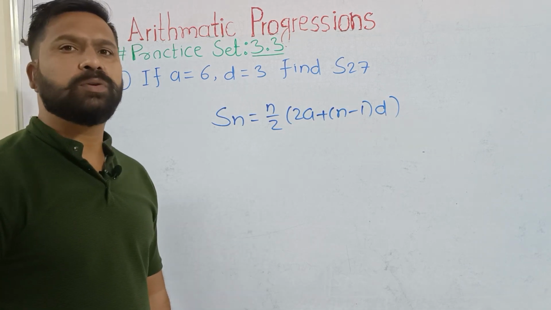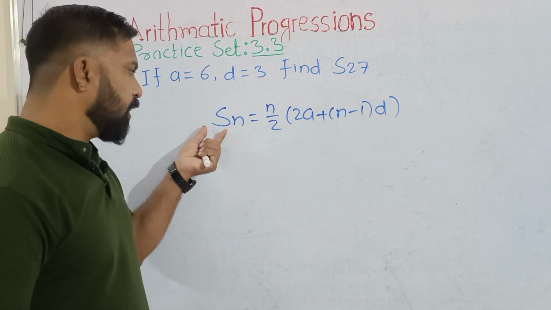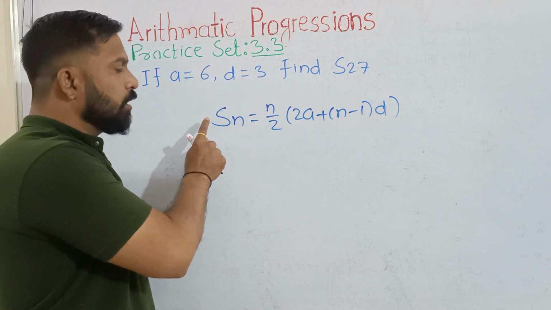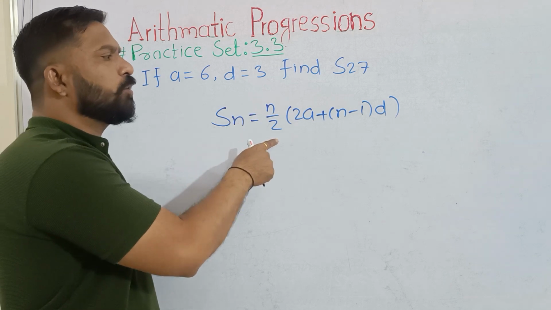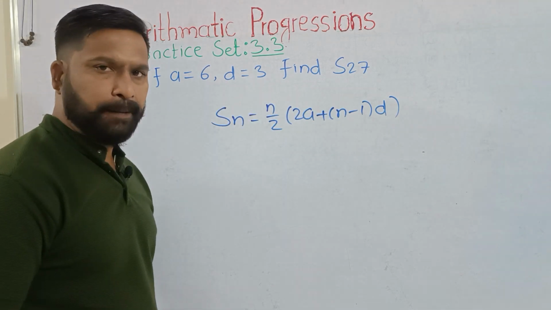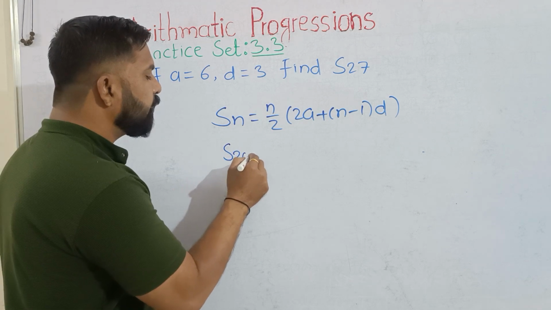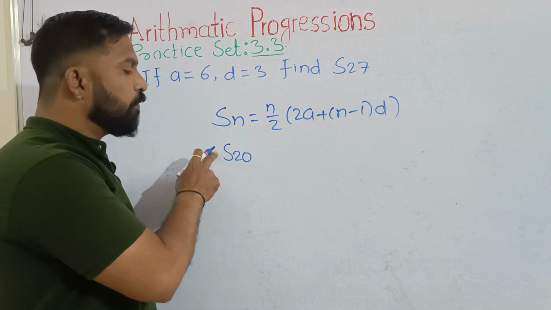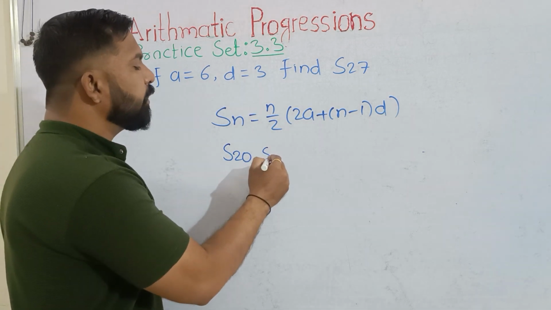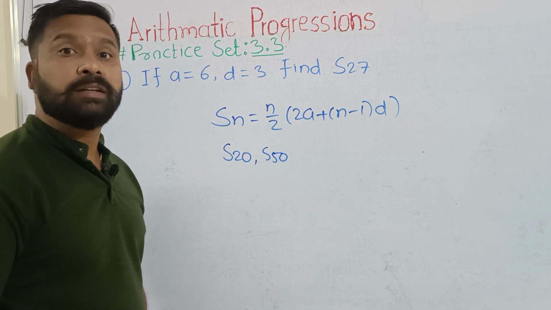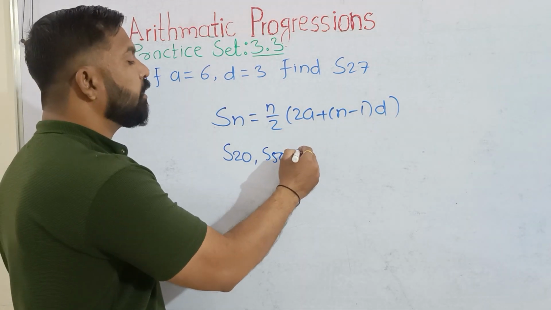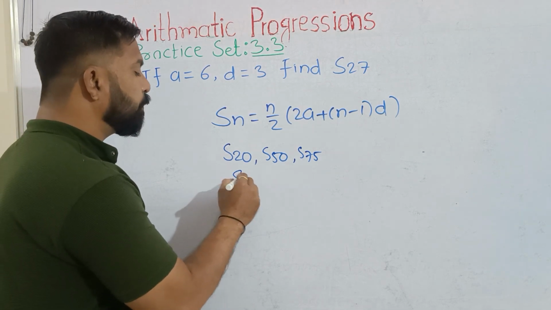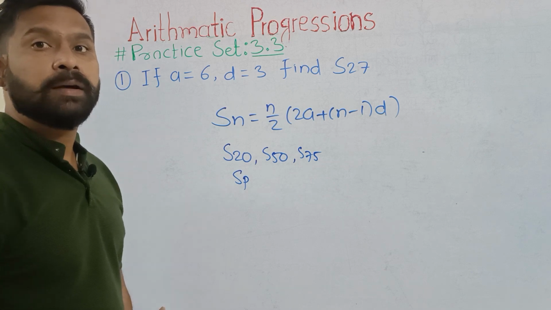This is the formula which we are going to use here, in which S stands for sum of how many terms? N terms. Sum of n terms is equal to n by 2 into 2a plus n minus 1 into d. If I am writing S20, then how will you be reading it? Sum of first 20 terms. If I am writing S50, sum of first 50 terms. If I am writing S75, then sum of first 75 terms. If I am writing SP, sum of first P terms.